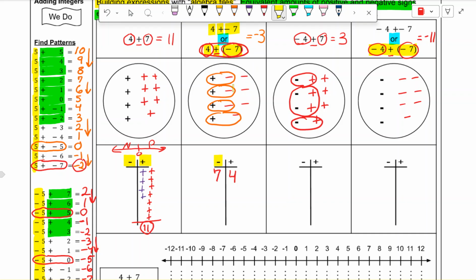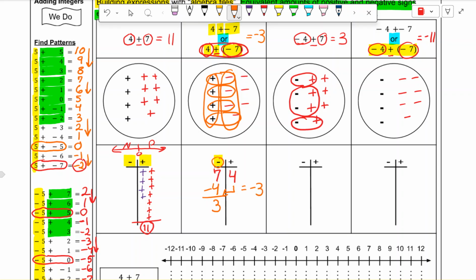And if you can imagine, in the circle, these 4 positive signs are going to join together with these 4 negative signs and make a 0. So if we bring this across, and subtract these 4 positive signs and take away 4 of the negative signs, we're going to have 3 left over. And 3 is on the negative side. So this answer is -3.